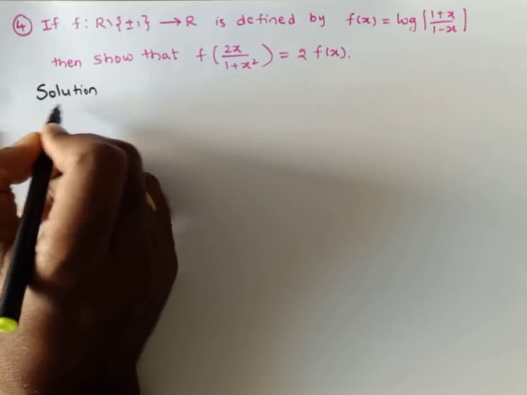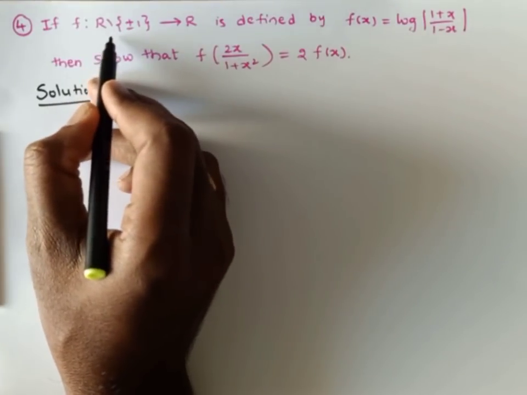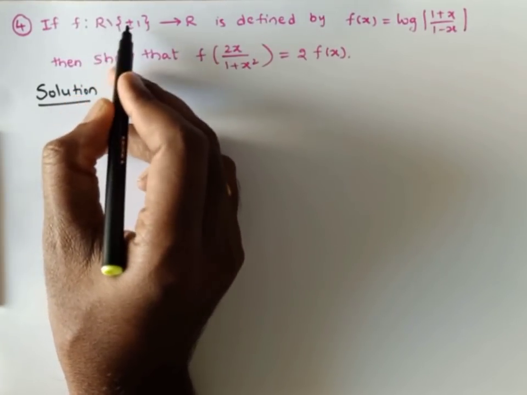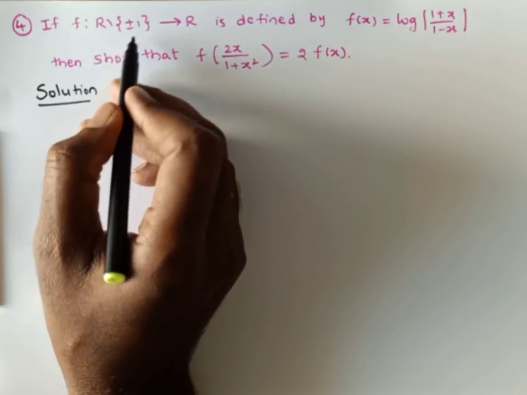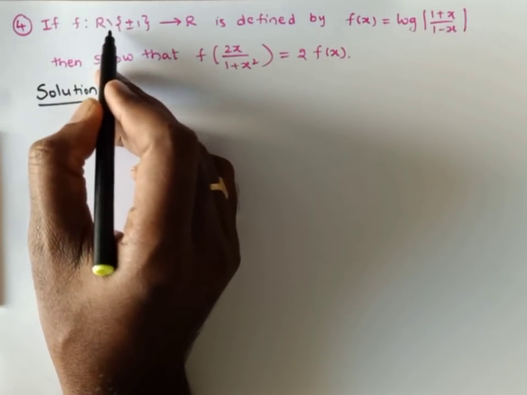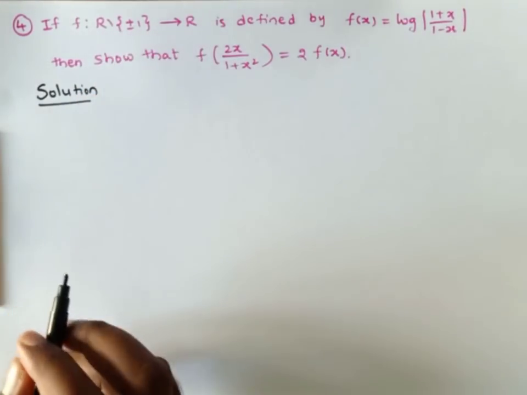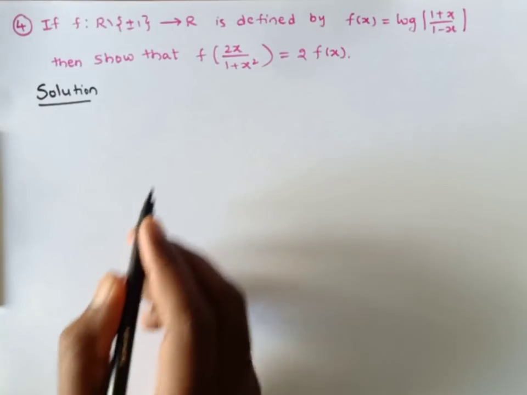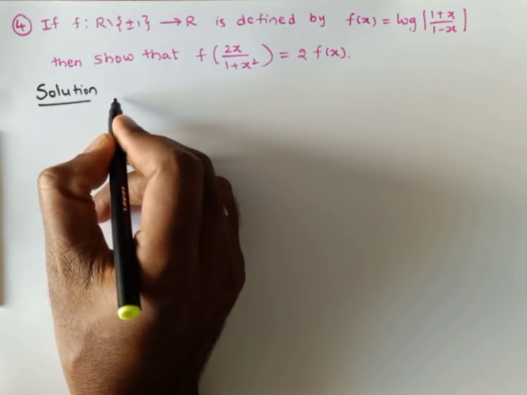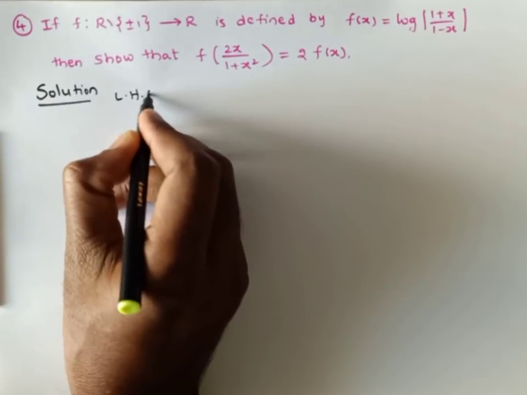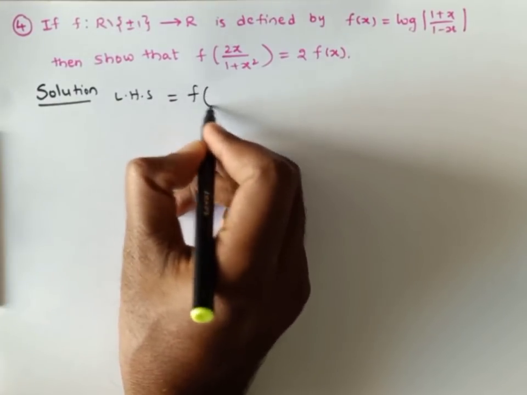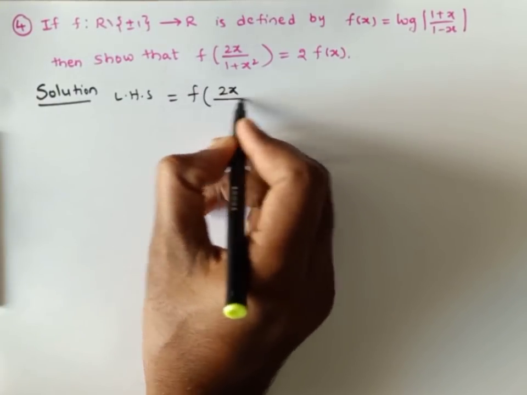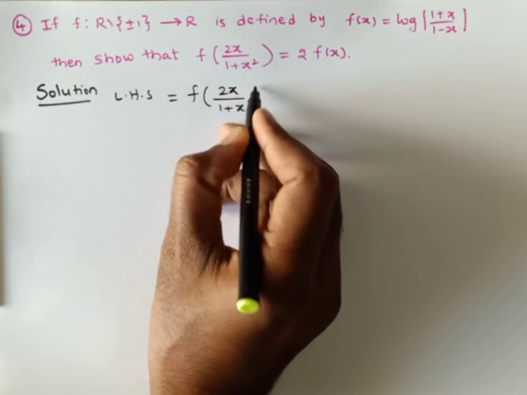So here what is the domain? Here this indicates the set of all real numbers except 1 and minus 1. So this is the exception symbol, except plus or minus 1. Now consider the left hand side. What is the left hand side of the given problem? That is f of 2x divided by 1 plus x square.